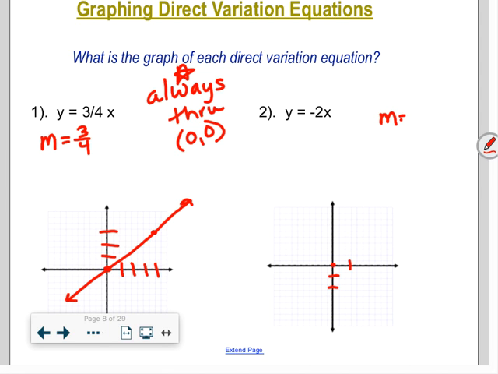Here my slope is -2, or -2 over 1. I plot through the origin, so even one point will do the job, because you know the second point is at the origin. So I'm going to go down 2, right 1.